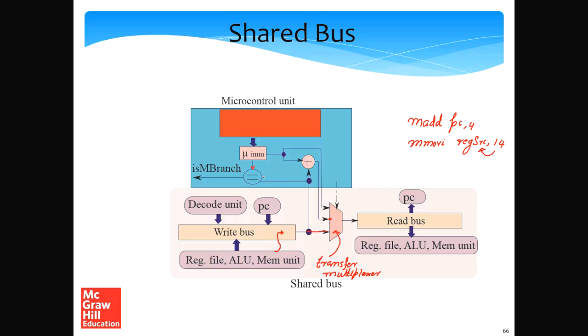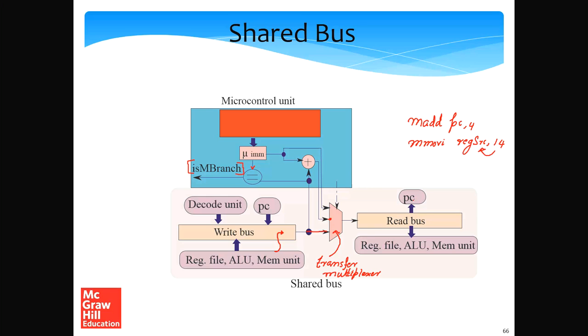So it compares both, and then what it does is that it generates an equality signal. If there is an equality, then the is M branch signal is true, otherwise it is false. After this, these are all the macro registers that are writing to the write bus. On the read bus, the read bus will essentially transfer values to the micro register.